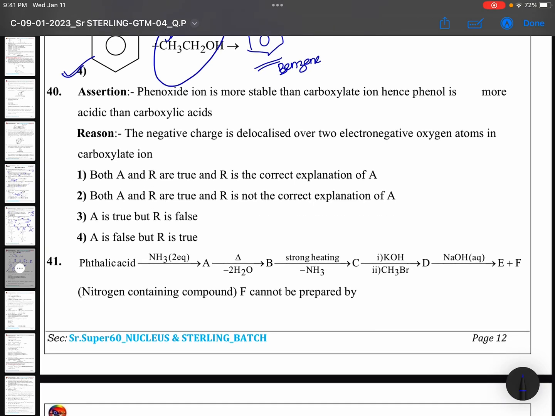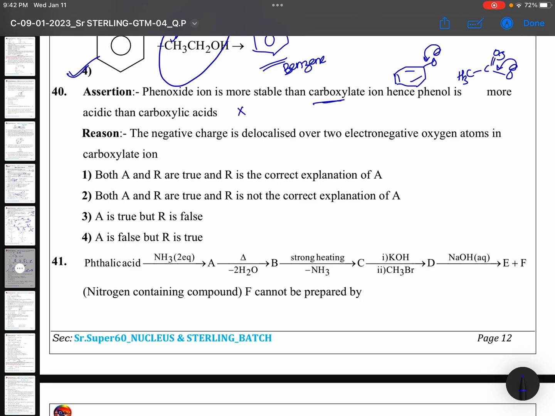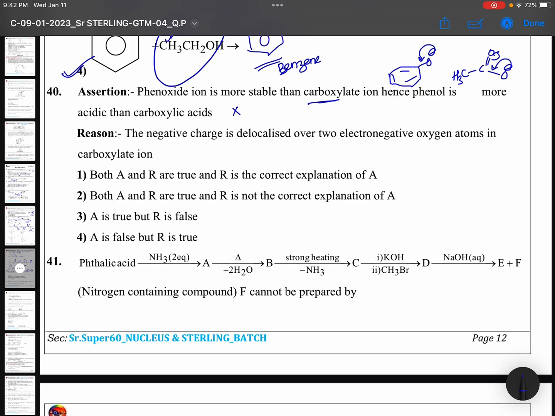Phenoxide ion is more stable than carboxylate ion. True, na? More stable than carboxylate ion. Hence, phenol is more acidic than carboxylic acid. This is wrong. Actually, phenoxide ion is not more stable because in phenoxide ion, the resonance is between oxygen and carbon. But in carboxylate ion, the resonance is between, for example, if you are taking like this, the resonance is between two carbon-oxygen atoms. So this is wrong statement. Phenols are not more acidic. Carboxylic acids are more acidic. The negative charge is delocalized over the two electronegative atoms in carboxylate ion is right. So assertion wrong, reason is true.